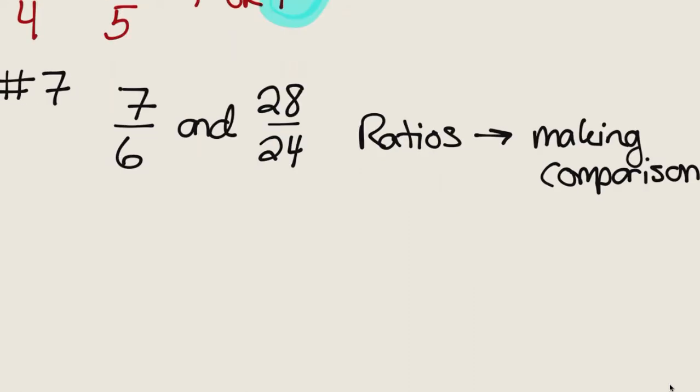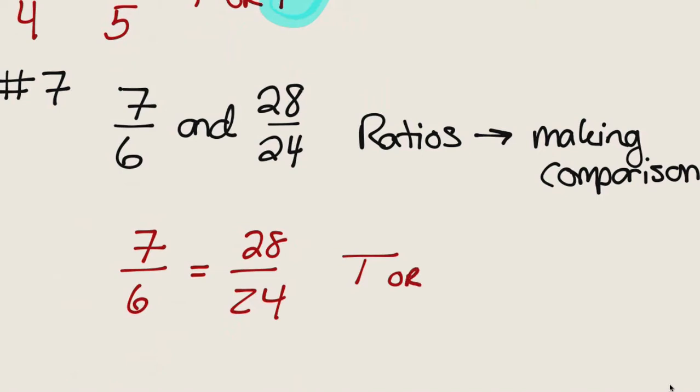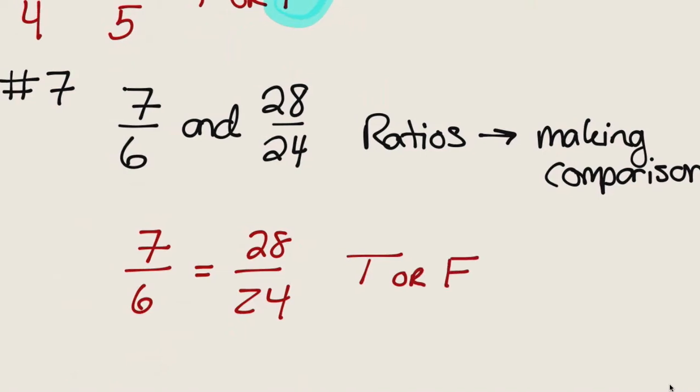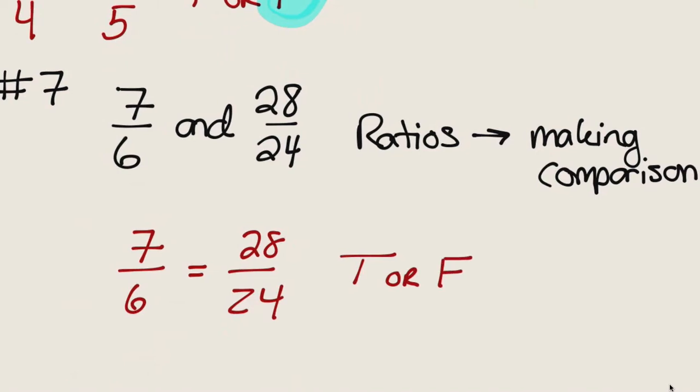We're not actually setting fractions equal to each other. We're setting ratios equal to each other and testing them to see if they are indeed equal or they are not. So this time, again, we're going to make up our mathematical test. We are going to say 7 to 6 equal to 28 to 24. Is this true or false? Can one of them be simplified? Yeah, which one?